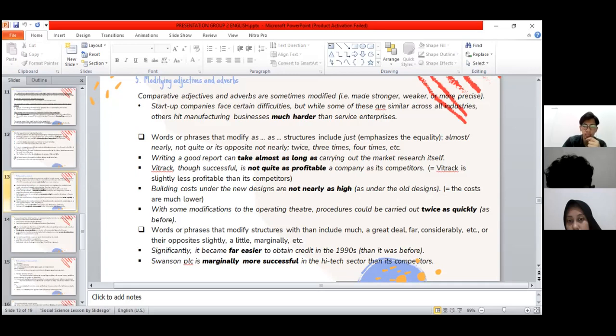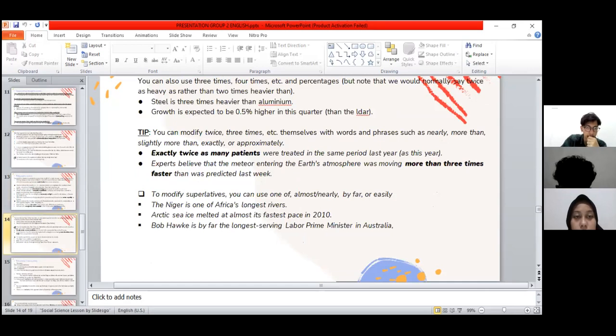Example, significantly, it became far easier to obtain credit in the 1990s than it was before. Swanson Place is marginally more successful in the high-tech sector than its competitors. Next. You can also use three times, four times, etc.